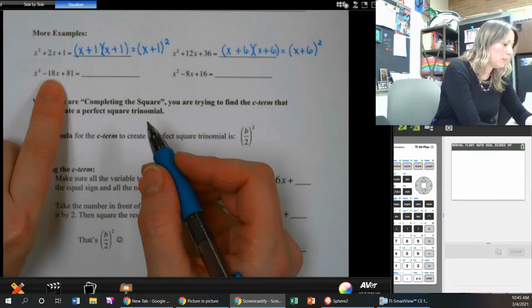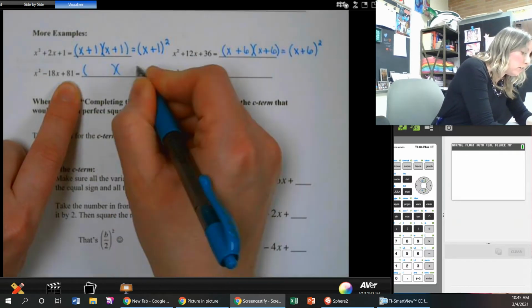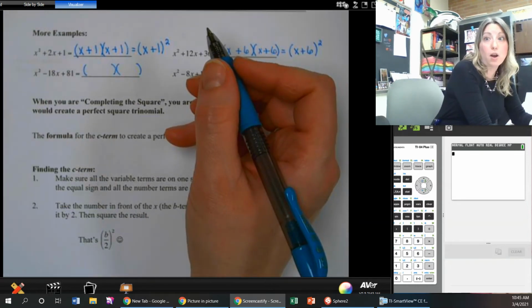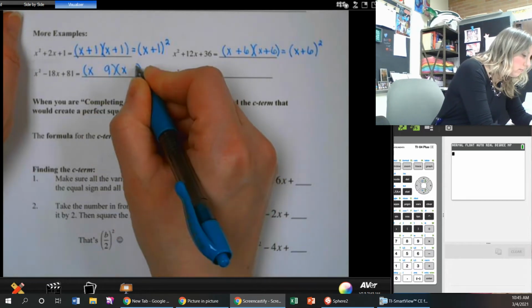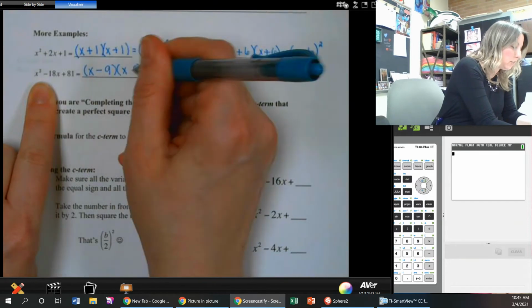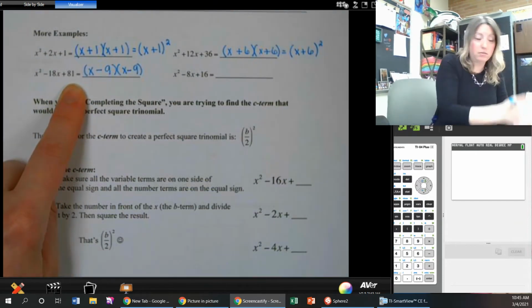Okay, x squared minus 18x plus 81. What are the factors of 81 that are going to add to give me negative 18? So 9 and 9. And this time, because the middle term is negative, both of these are going to be negative. The end term is positive. They're the same sign as the middle.